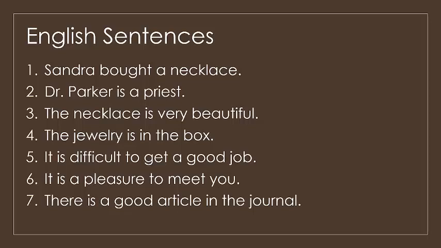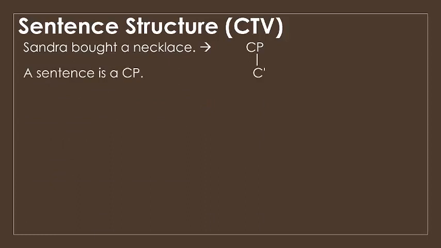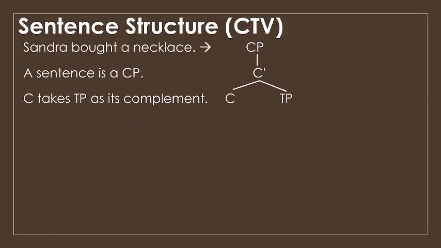The first is the sentence, Sandra bought a necklace. In fact, we have talked about the sentence Sandra bought a necklace in the previous video. Now we have Sandra bought a necklace. This one is a CP. CP here goes to C bar. A sentence is a CP, so we can say that a sentence is a complementizer phrase. And then the C bar here branches into C as the head and TP as the complement. So we can say that a C, a complementizer, takes a TP as its complement.